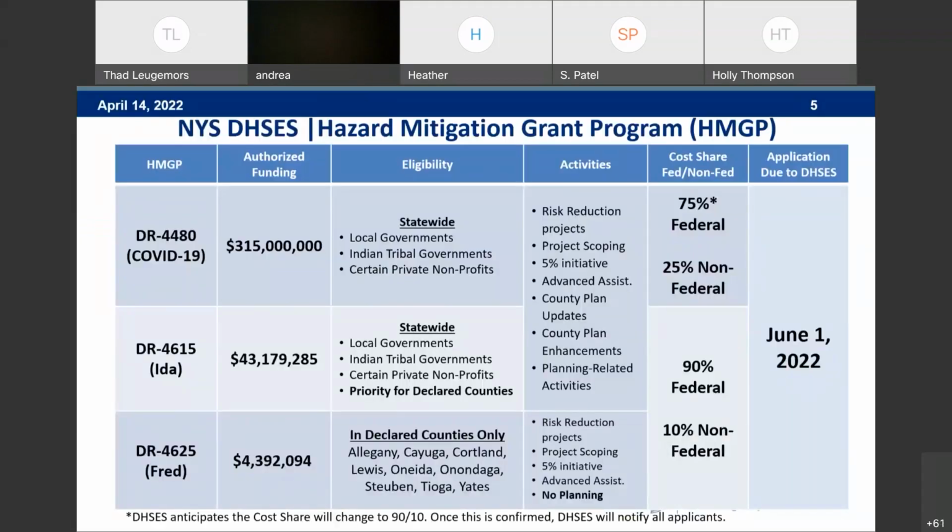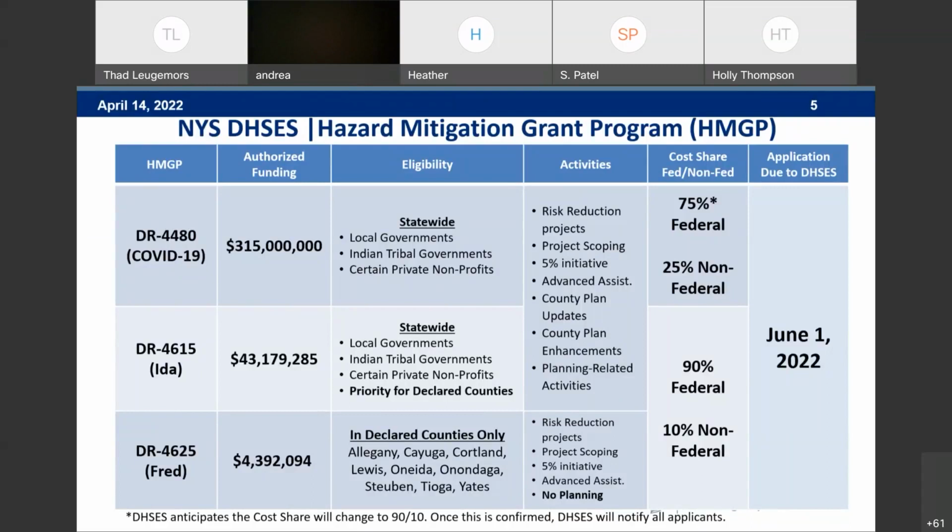All right, so yes, it's a little confusing, but confusing in the sense that we have a lot of money available, so that's a good thing. But 4480 is the COVID HMGP. That is a $315 million total federal share. IDA is 43 million, and FRED is 4.3 million.